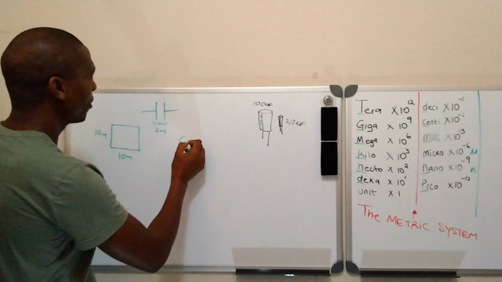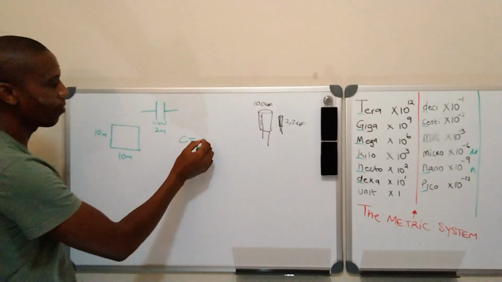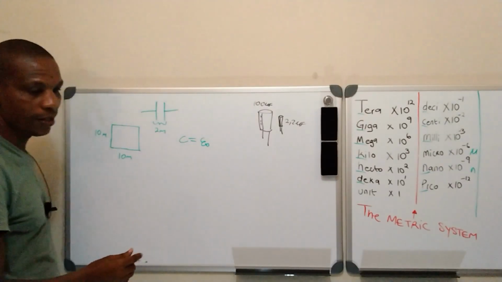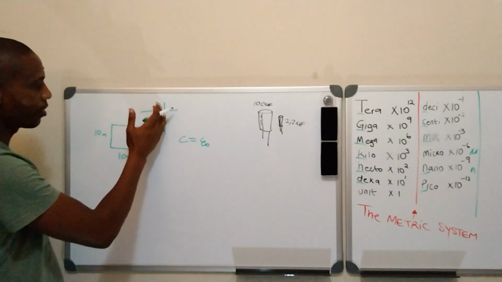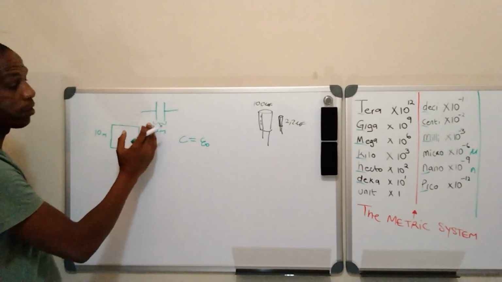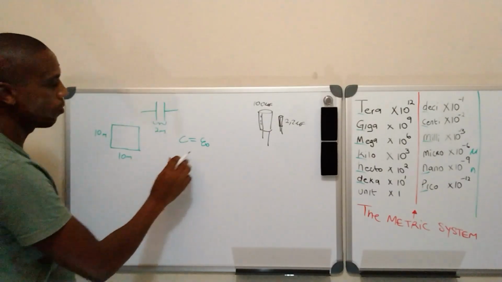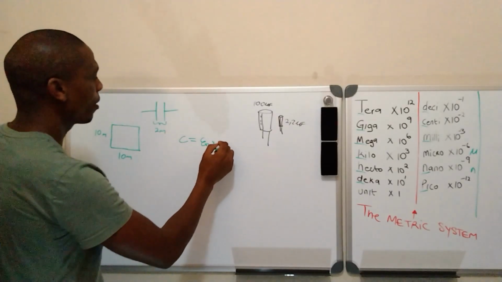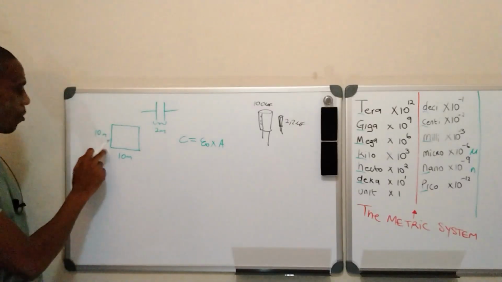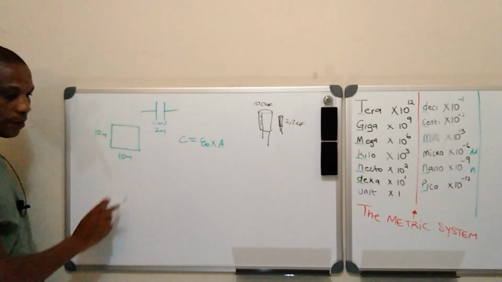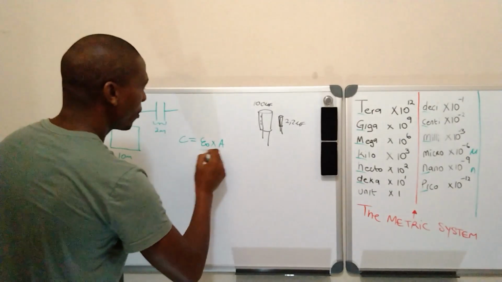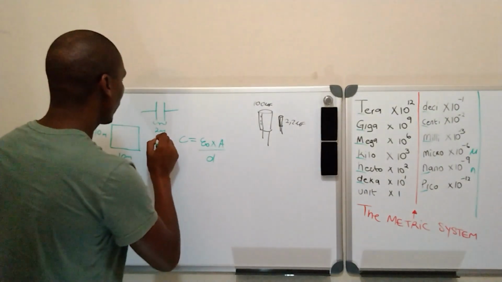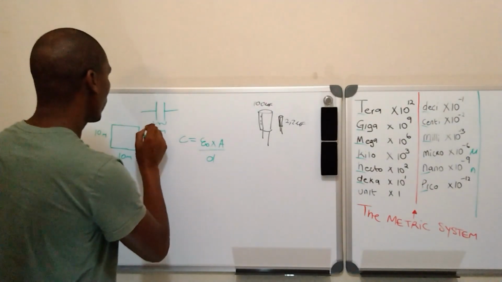The formula is C, for capacitance, is equal to permeability, the material inside, how much it allows the electromagnetic field to cross over. We call it permeability, right? And then we multiply it by the area of this plate, and then we divide it by the distance between the two. This is equal to a distance.